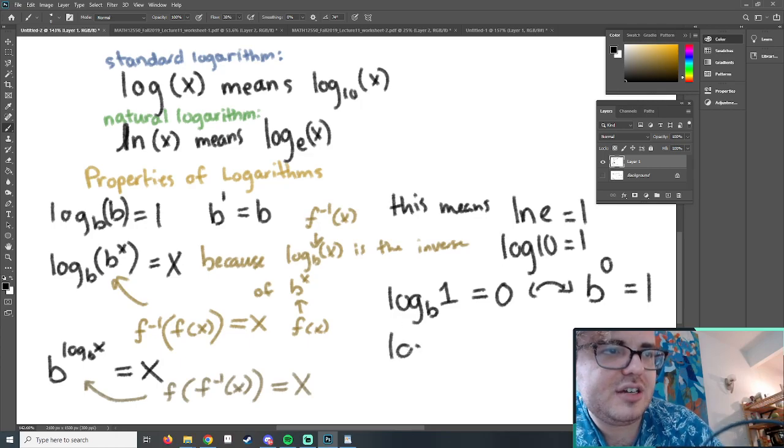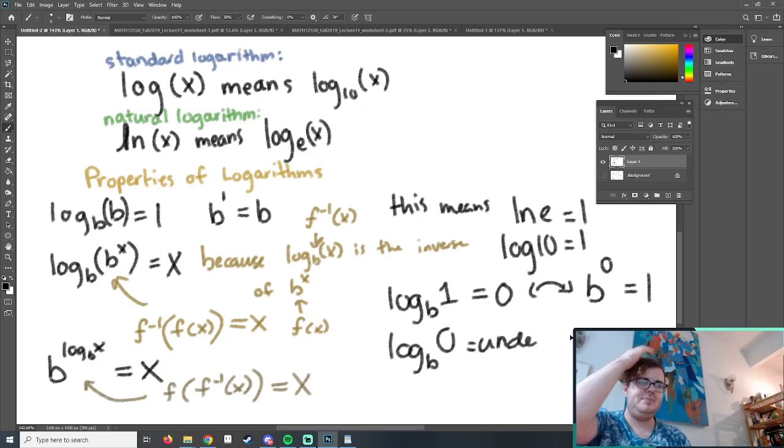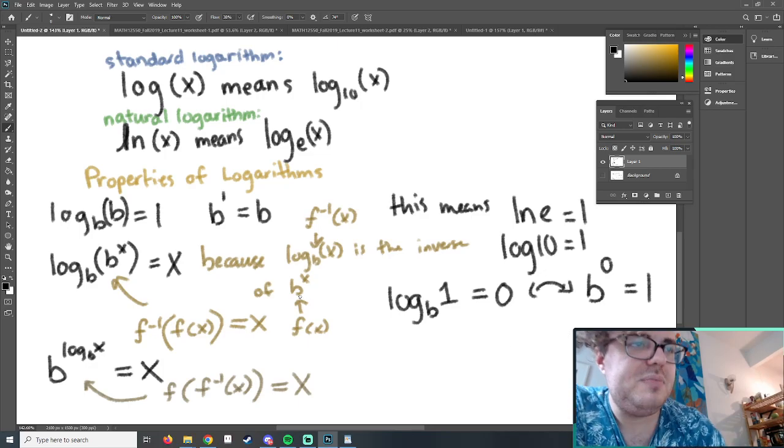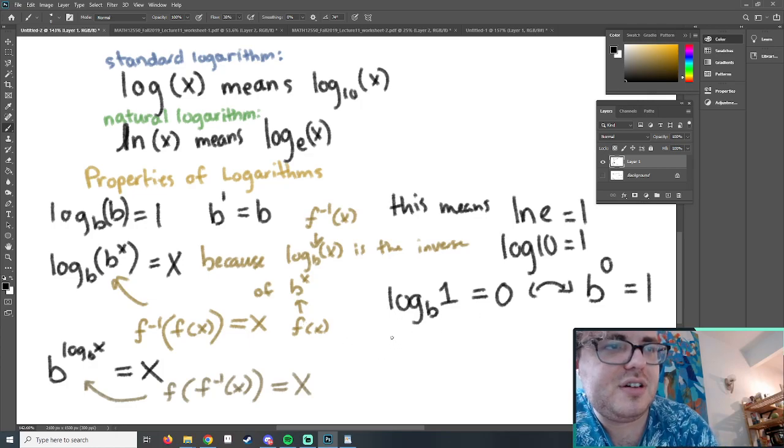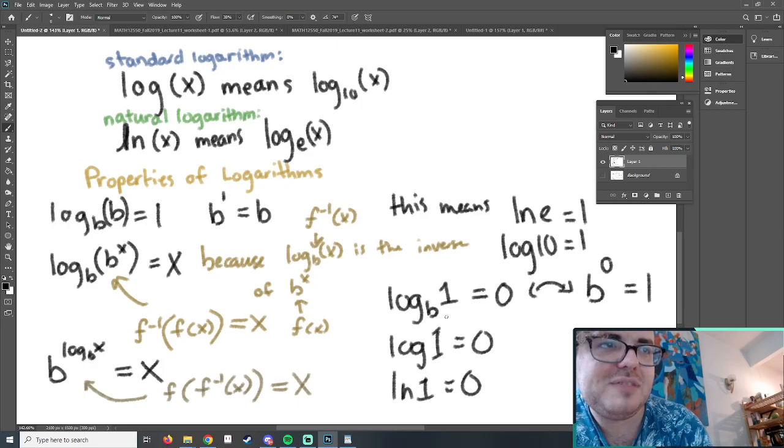I'll mention here log base b of 0 is undefined. We've said that. Log base b of any negative number is undefined. I'm not going to keep that up there. This, of course, means, because log base b of 1 equals 0, that log 1 equals 0 and ln 1 equals 0, right? Those are just cases of this, here where b is 10 and here where b is e. So these are just special cases of log base b of 1 equals 0.